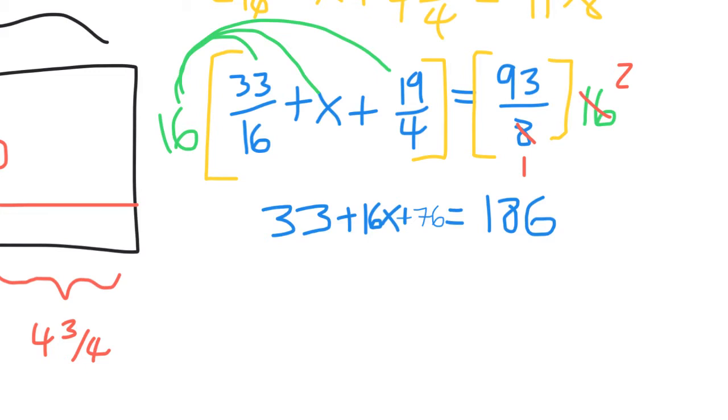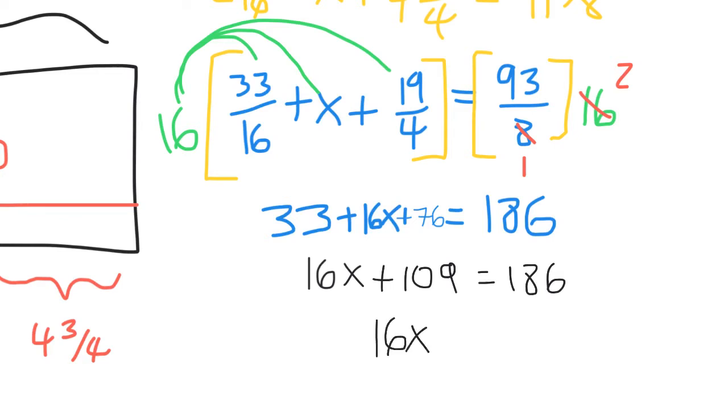So I'm going to write it in this order, 16x. And when we combine the like terms of 33 and 76, we're going to get 109. So it's really 16x plus 109 equals 186. We're going to subtract 109 from both sides, and that gives us 77. And then we have 16x equals 77.